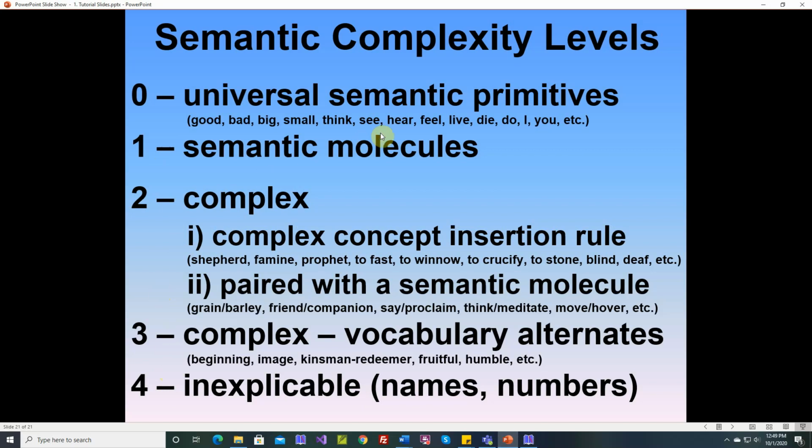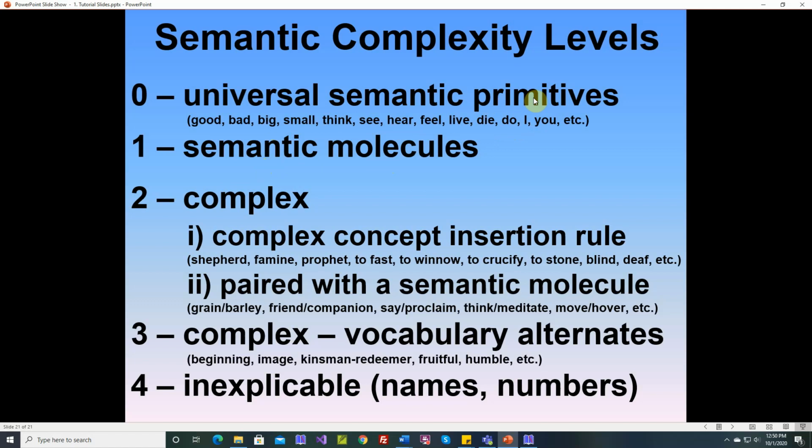According to the natural semantic metalanguage theorists, there's a universal set of what they call semantic primitives. And these are extremely simple. For example, good and bad, big and small, think, see, hear, etc. And according to the NSM theorists, these semantically simple concepts are present in every language in some form, whether it's a word or morpheme. Then there are semantically more complex concepts which are called semantic molecules.